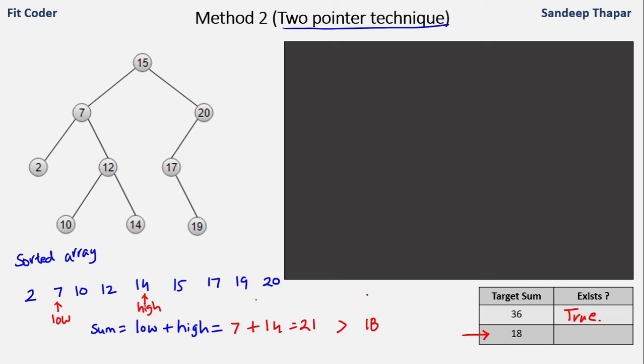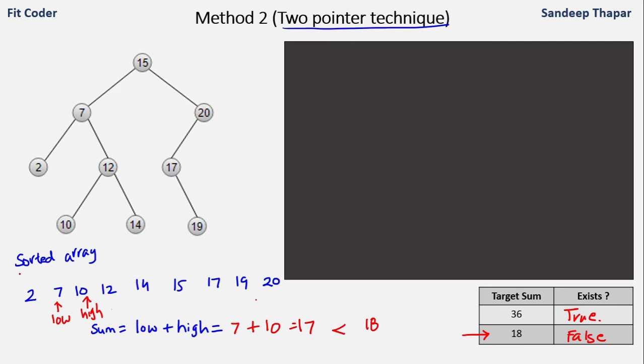It is still greater than 18. So we again decrement the high pointer. So now we are at 12 plus 7, which is 19. It is again greater than 18. So we again decrement the high pointer. We reach 10. So 10 plus 7 is 17, which is less than 18. But now if we increment the low, it will be equal to high. So now we'll stop and we'll return false. So there are no two elements present in the array which have a sum equal to 18.